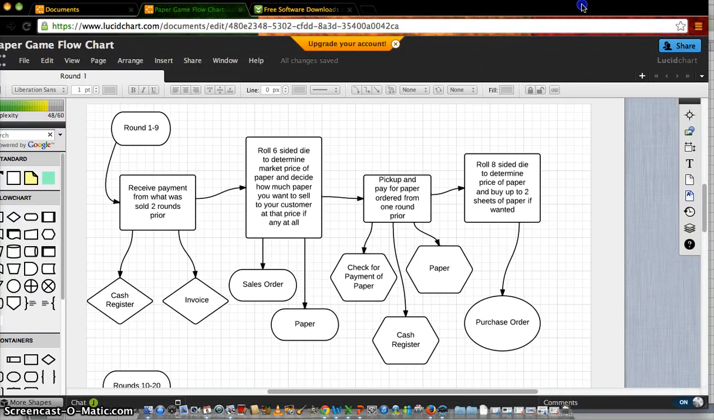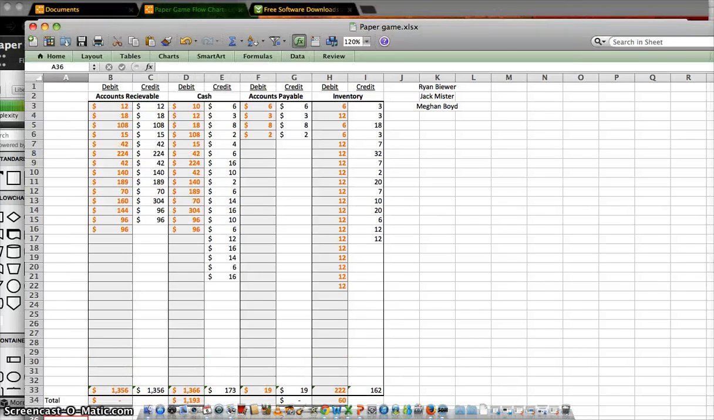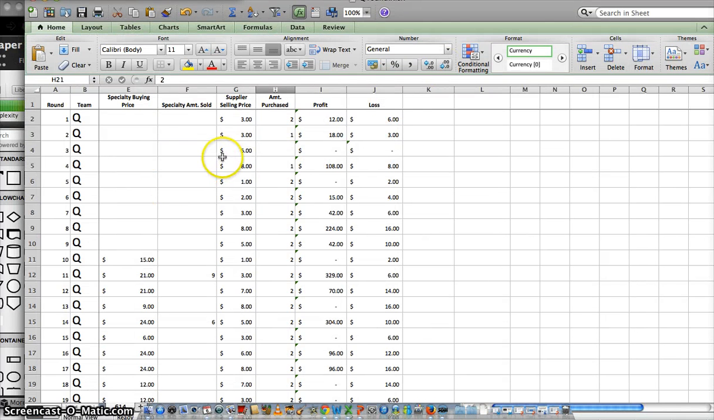and we ended up purchasing $6 worth of paper, which was 2 sheets at $3 a sheet, and put our net worth for round 1 at 16. Round 2, buying price was 6, amount sold was 3. The supplier selling price was 3, and we only bought 1 sheet, which gave us a profit of $18 and a loss of 3, which gave our net worth as $31, also including the 10 in our cash register.